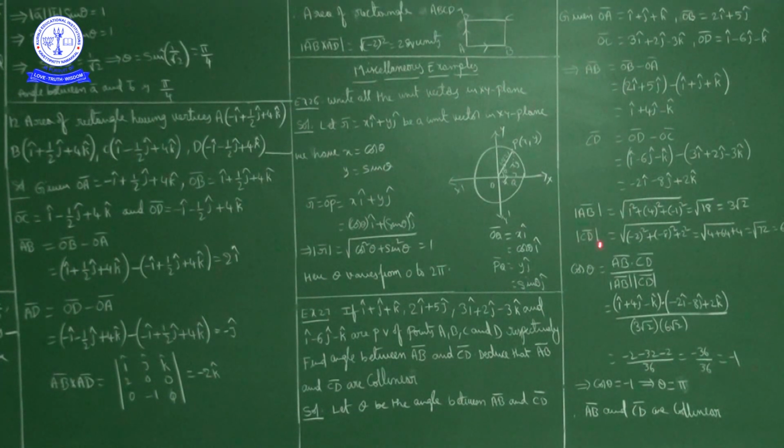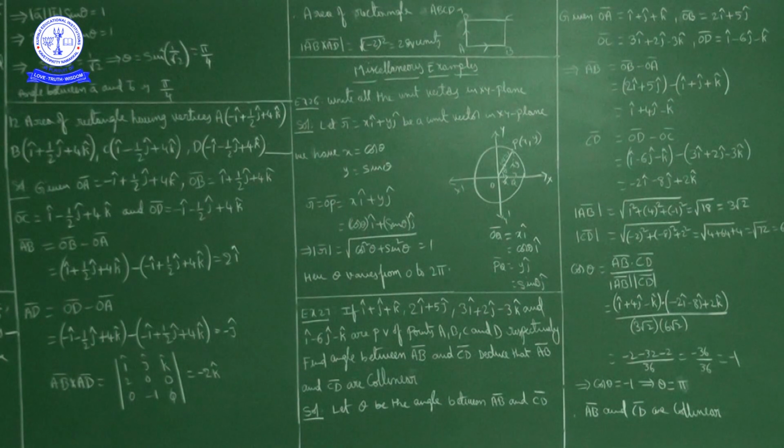Next, the magnitude of CD bar is the square root of: i component minus 2, j component minus 8 and k component 2. So square root of minus 2 square plus minus 8 square plus 2 square, that is square root of 4 plus 64 plus 4, so square root of 72. Square root of 72 is square root of 36 into 2, so 6 root 2. So the magnitude of AB bar is 3 root 2, and the magnitude of CD bar is 6 root 2.